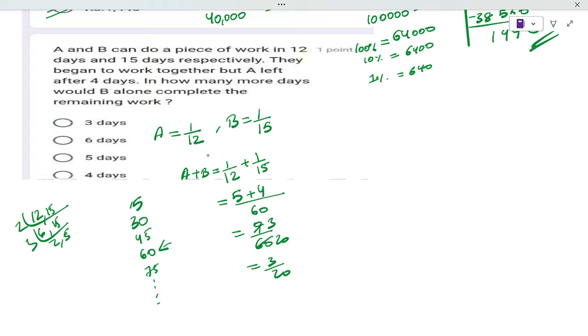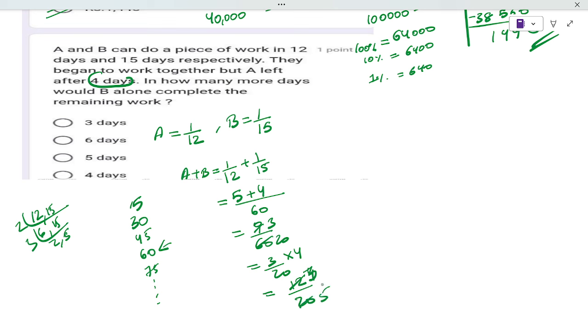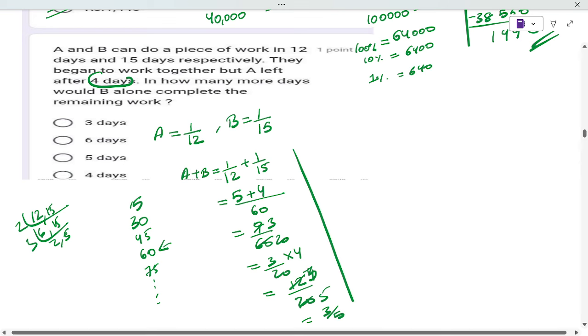Now they worked for how many days? 4 days, right? So in 1 day they do 3 by 20, and for 4 days we get 12 by 20. So here 3 times 4, I mean 4 times 3, and 4 times 5. So 3 by 5 of the work can be done in 4 days.